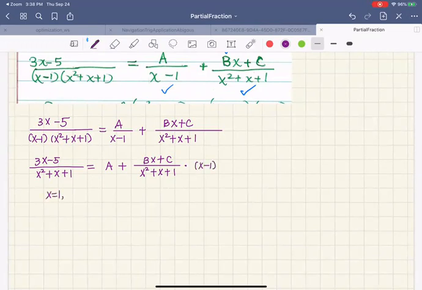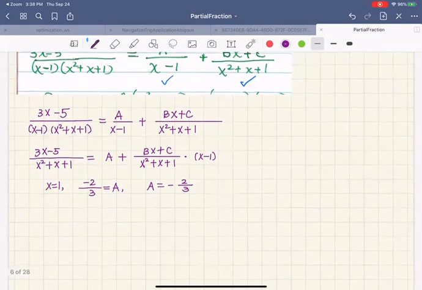When x equals 1, the left is 3 minus 5, which is negative 2, over 3 equals a. So a equals negative 2 over 3. Does that make sense? Yeah, that makes sense. Now we want to solve for bx plus c.